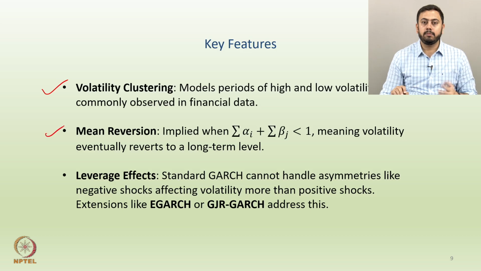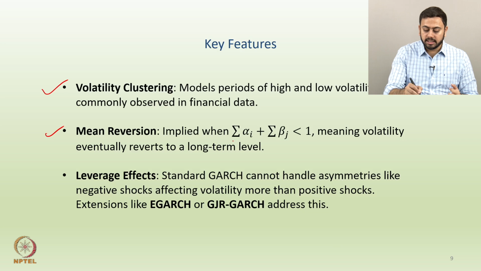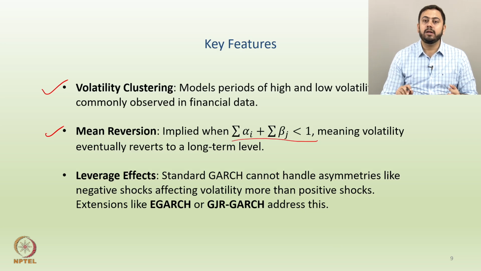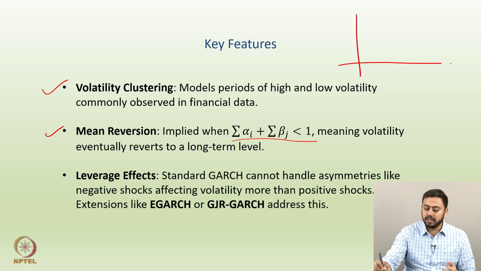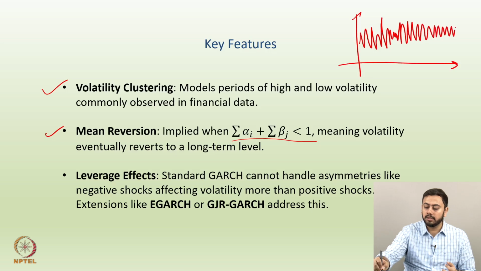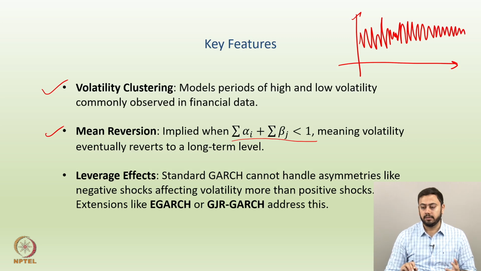Secondly, mean reversion. What do you mean by mean reversion? Mean reversion is implied when summation alpha i plus summation beta j is strictly less than 1, meaning volatility eventually reverts to a long term level. Under this condition, if you simply add all the coefficients and the sum is strictly less than 1, the changing variance would eventually revert to a long term level. Even though you may see drastically changing variance initially, later on the variance has to converge to some long term constant. This tendency in the volatility is called mean reversion.